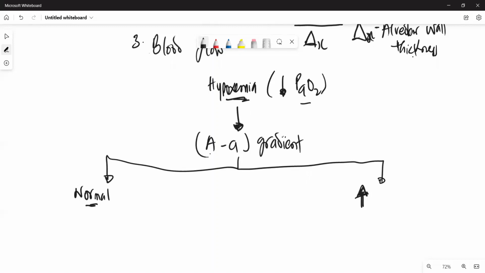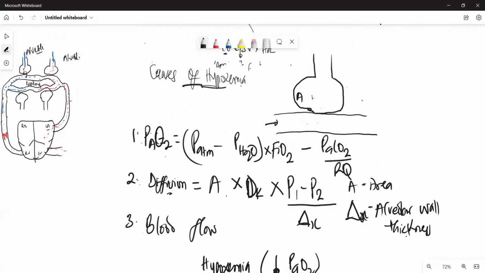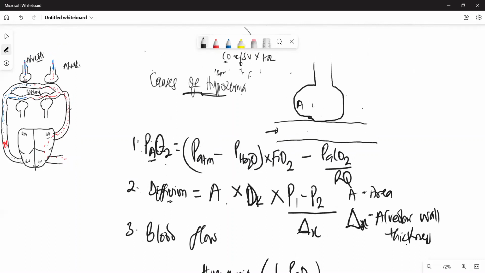So let's go through the causes of hypoxemia with normal AA gradient. The way I normally imagine the causes of hypoxemia with normal AA gradient, I think of anything that decreases the partial pressure of oxygen in the alveolar. So anything that decreases the partial pressure of oxygen in the alveolar will cause hypoxemia with normal AA gradient.